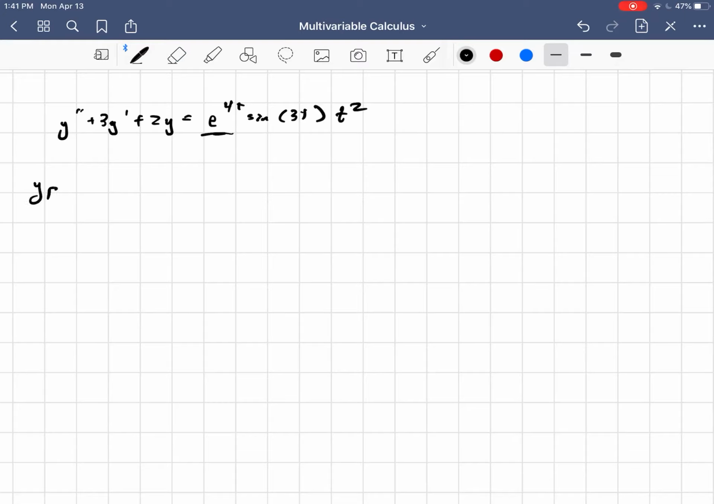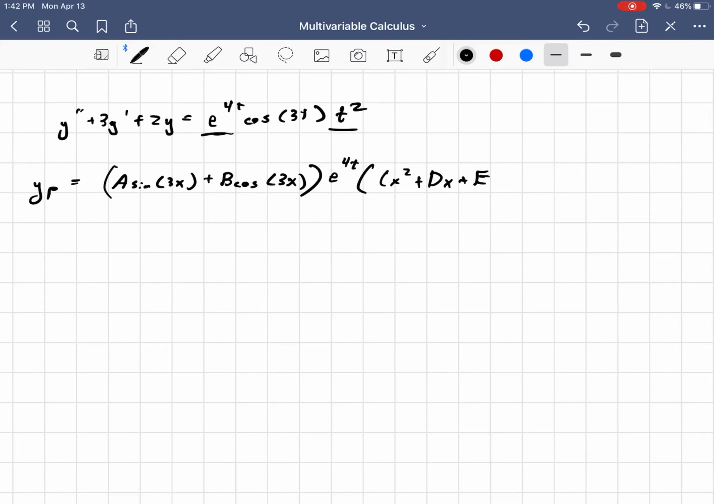If, say, oh, this will get messy, but let's say we added in a t squared here, then our y sub p guess should be, of course, we still have the a sine 3x plus b cosine 3x. And by the way, even if this were a cosine instead of a sine, the guess would still be the same. It's a sine 3x plus b cosine 3x. We're still multiplying by e to the 4t, but we also need to multiply by a quadratic, right? To get this t squared here. So, oh, I can't use a, I already used it. Plus cx squared plus dx plus e.